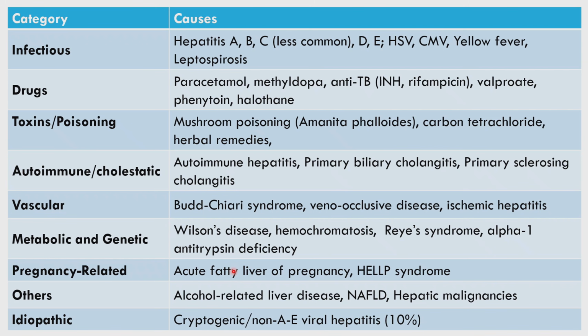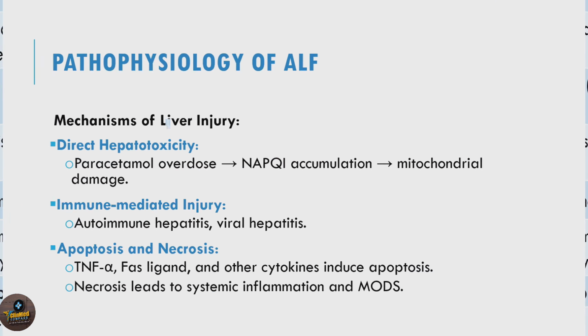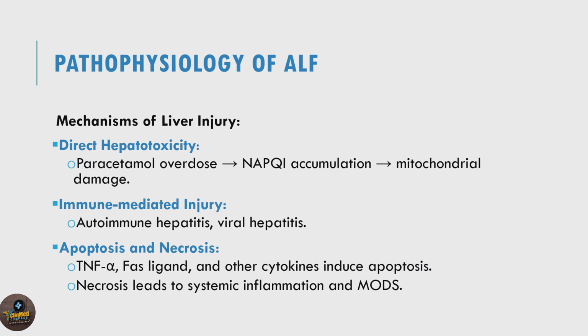Pregnancy-related causes include acute fatty liver of pregnancy and HELLP syndrome, which is hemolysis, elevated liver enzymes, and low platelets. Other causes could be alcohol-related liver disease, non-alcoholic fatty liver disease, and hepatic malignancies, including metastasis. It could be idiopathic, in cryptogenic or non-A to E viral hepatitis, and this accounts for 10% of the causes of acute hepatic failure. Briefly, on the mechanisms of liver injury.